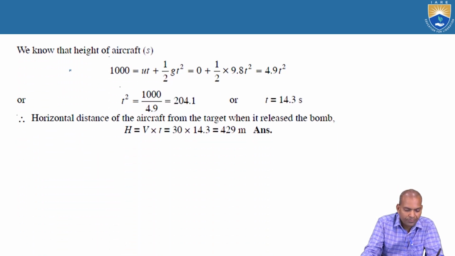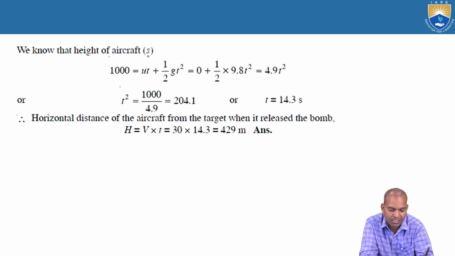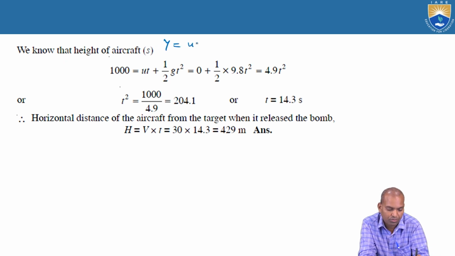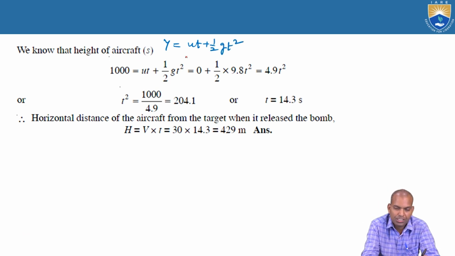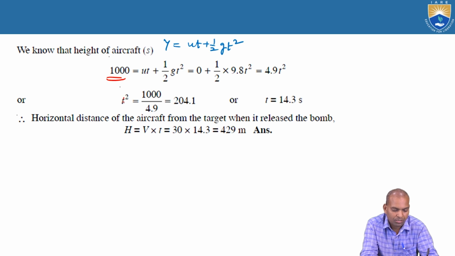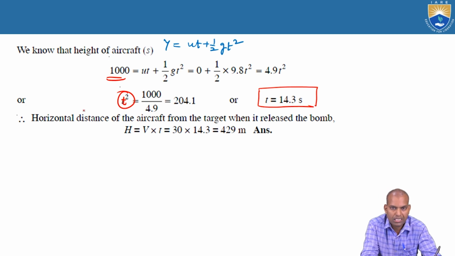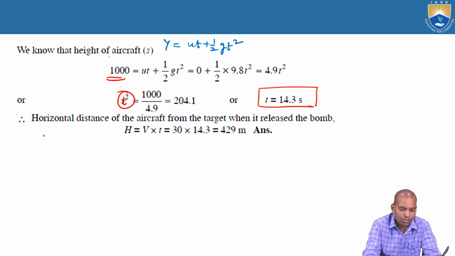The height of the aircraft, the vertical component, is s equals ut plus half g t squared. If you substitute the initial velocity u equal to 0, g equal to 9.8, and the maximum height s equal to 1000 meters, then from this equation the unknown time t can be calculated. The time t equals 14.3 seconds. Now we know the time.